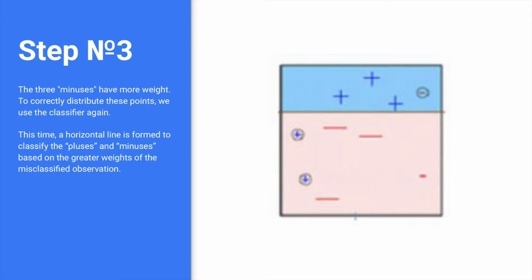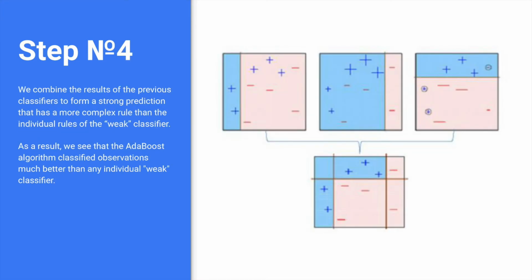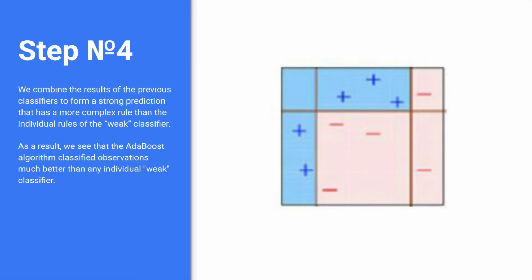In Box 4, we combine the results of classifiers D1, D2, and D3 to form a strong prediction that has a more complex rule than the individual rules of the weak classifier. And as a result, in Box 4, we see that the AdaBoost algorithm classified observations much better than any single weak classifier.